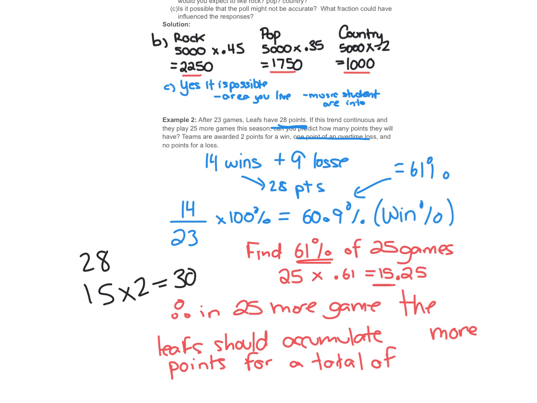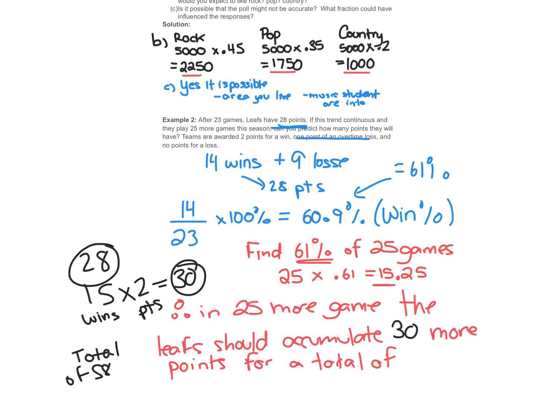Should be 30 points, because we're just taking those wins. These are the wins, and these are the points awarded. And remember, we already have 28 points and the 30. So we can add those together to get a total of 58 points.